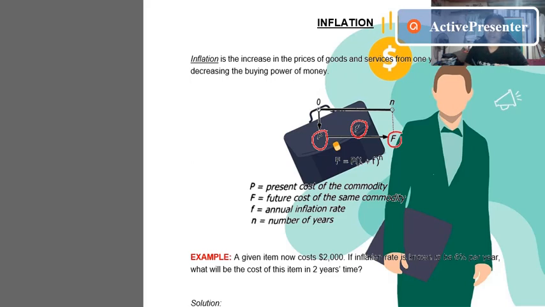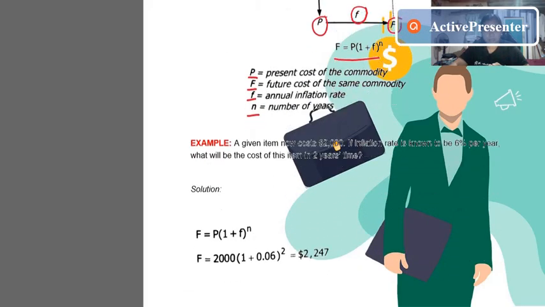So our formula for inflation is F equals P multiplied by (1 plus f) raised to N. P is the present cost of the commodity, F is the future cost of the same commodity, f is the annual inflation rate, and N is the number of years. So let's have our example in inflation.